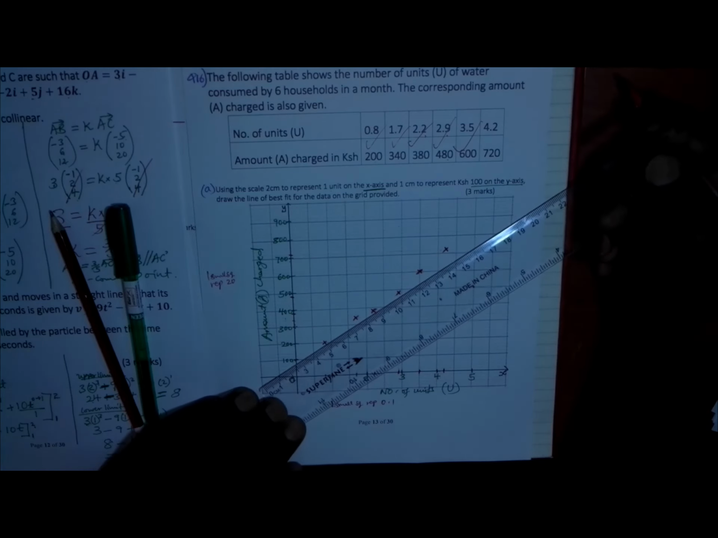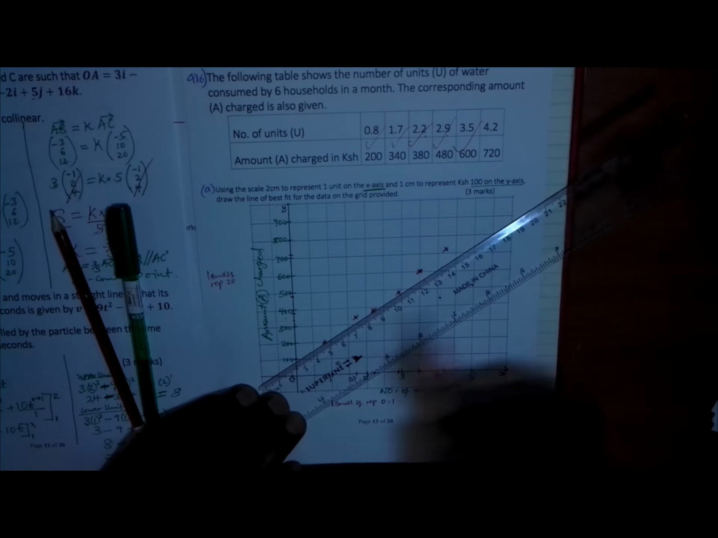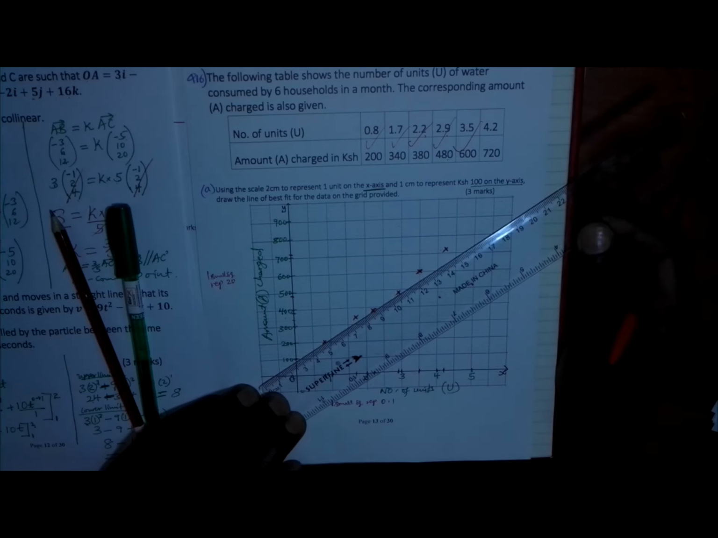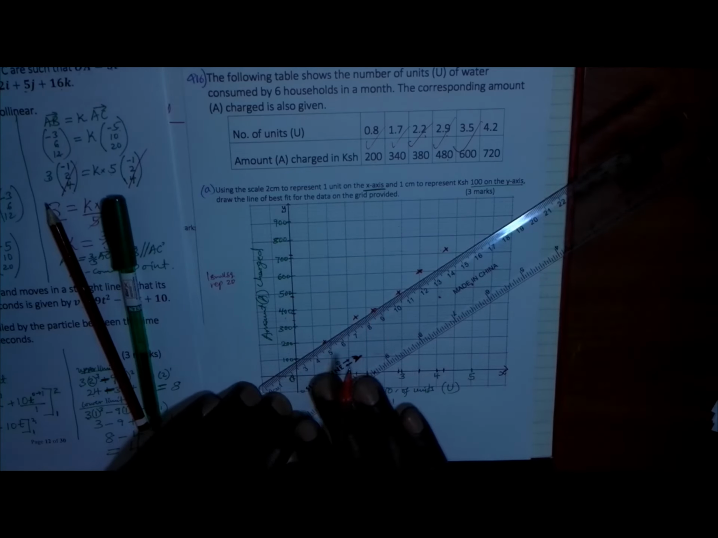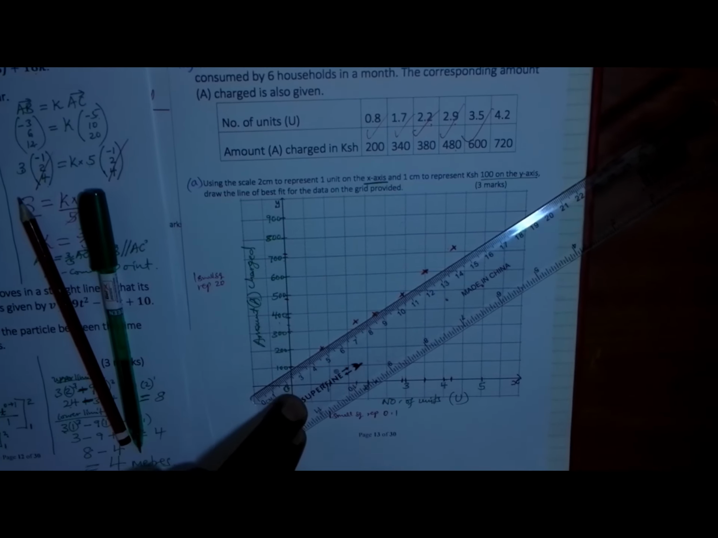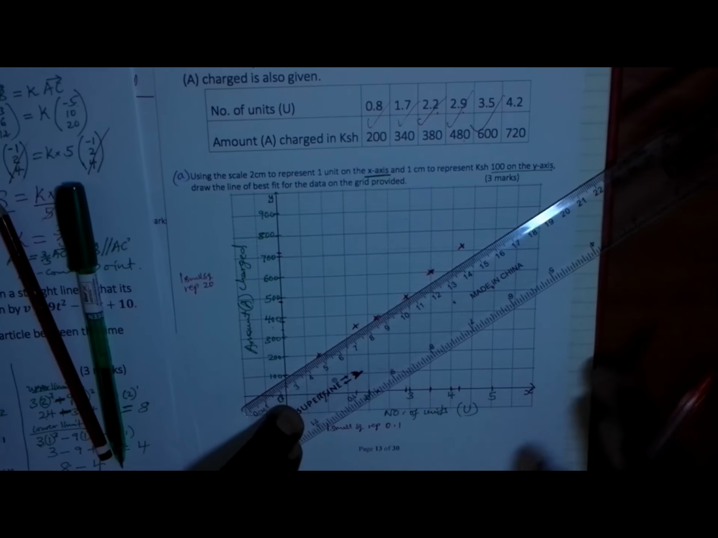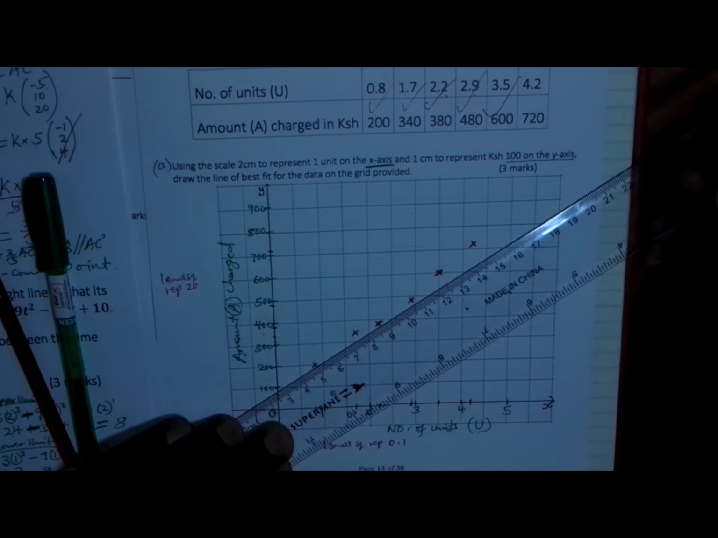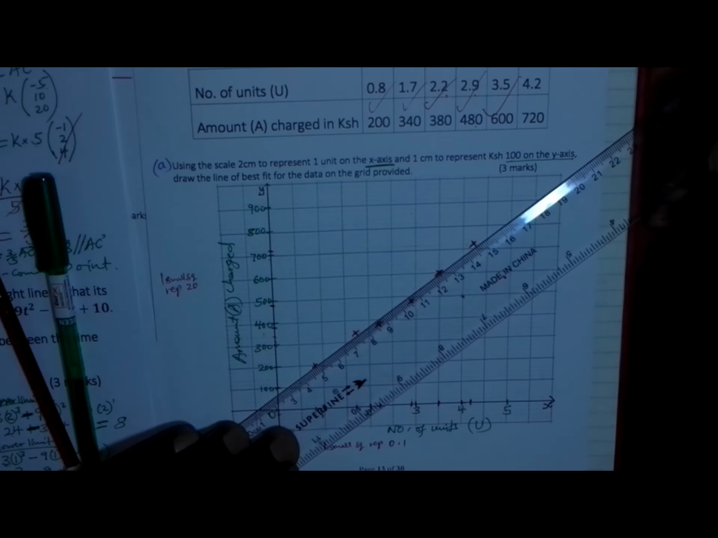So if I place this, it passes through the first point and the second point. You can see this is not a line of best fit because some of the other points are just far from there. So it should pass through as many points as possible.